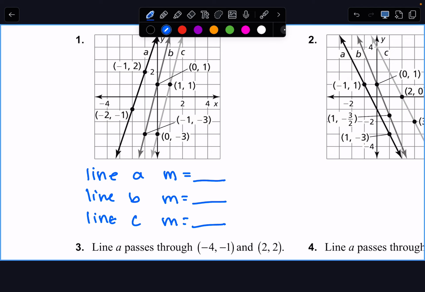All right, what's the slope for line A? 3 over 1. Okay, 3 over 1. If you're at 3 over 1 means 3, same thing. Okay, what about B? 4. And what about C? 4. Okay, so we can say that line B is parallel to line C because they have the same slope. Yeah?